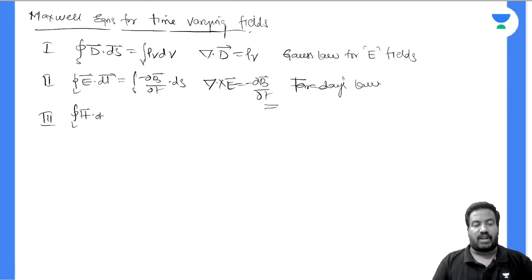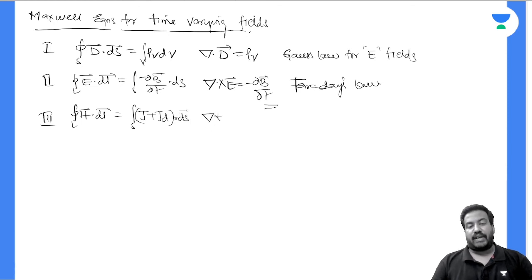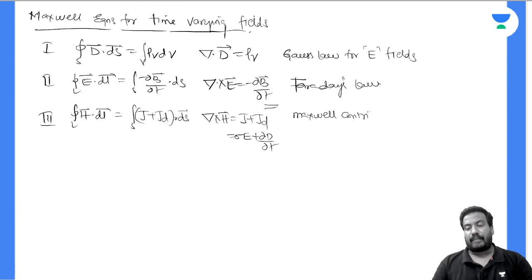Closed loop integral of H dot dl is equal to surface integral of J plus JD dot ds. Differential form, del cross H is equal to J plus JD. J is conduction current density, sigma E. JD is displacement current density. This is from Maxwell's contribution. Also called the inconsistency of Ampere's law.